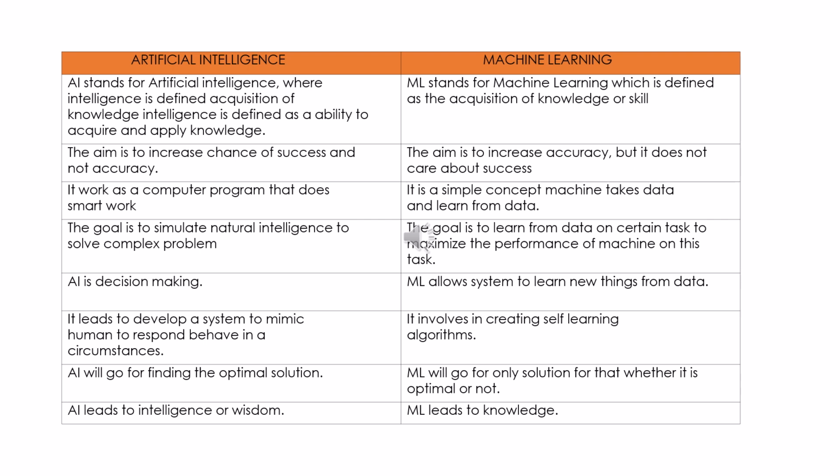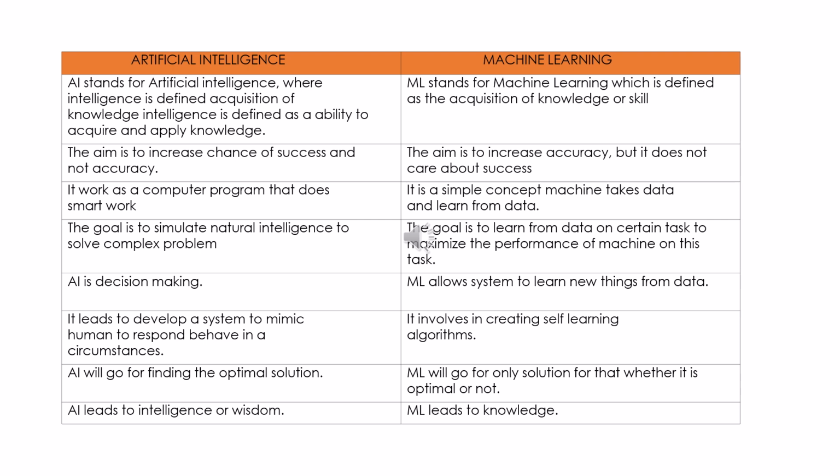The next difference is that AI works as a computer program that does smart work, and here it takes machine data and learns from the data. Next, AI simulates natural intelligence to solve complex problems. And for machine learning, it learns from data on certain tasks to maximize the performance of the machine on that task. AI is decision making, and ML allows the system to learn new things from the data.